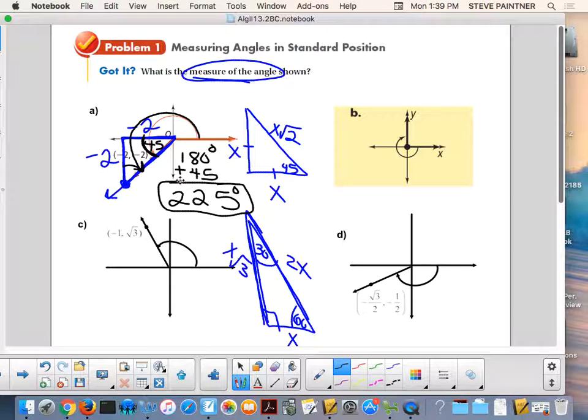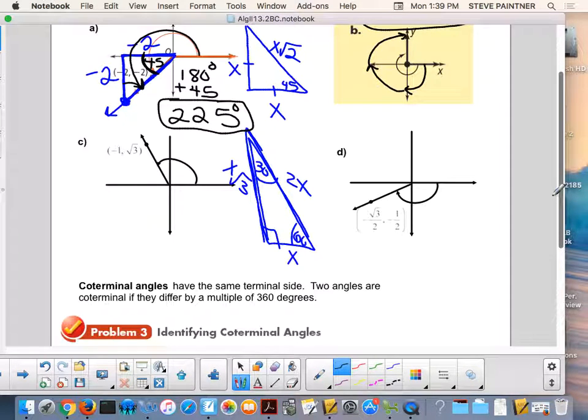That one over there, B, this one's really nice. This one points right at the y-axis. So you're going, how far? -90. -180. Yeah, this one, there's very little to do. Just follow the direction, it's negative. Count by 90s, you end up at 270. Good? There's not much to do on B. Okay? Then you go to C.